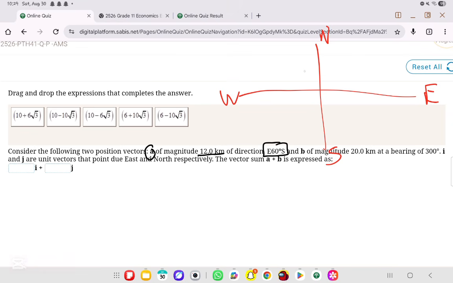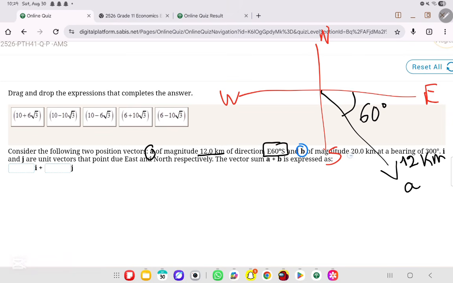What does E60 south mean? First of all, it's in between east and south. So you will draw the vector in between east and south, and it has 12 kilometers. Now, E60 south, what does it mean? It means directly after E, you will see the angle, which is 60 degrees, and then south, right? So the black one is going to be A, whereas the blue one is going to be B.